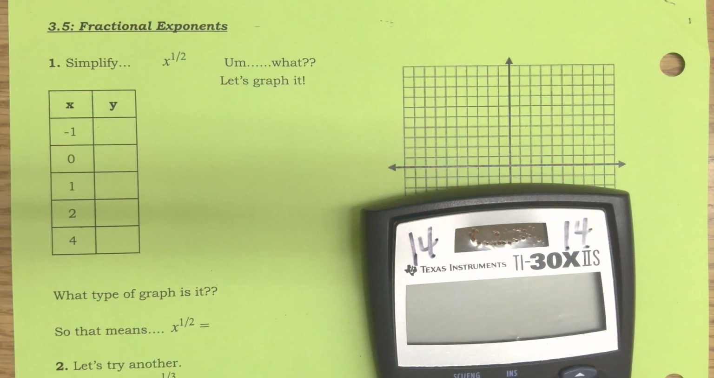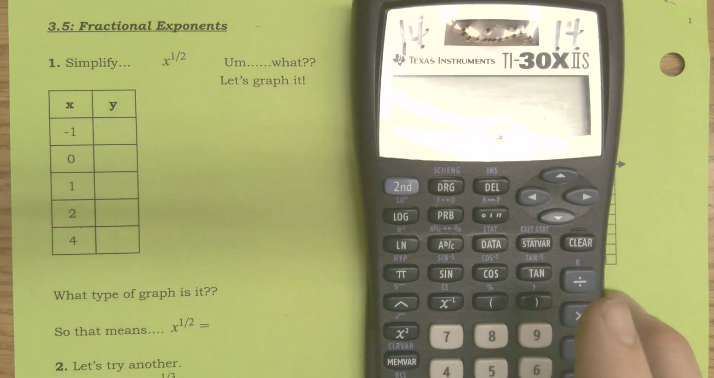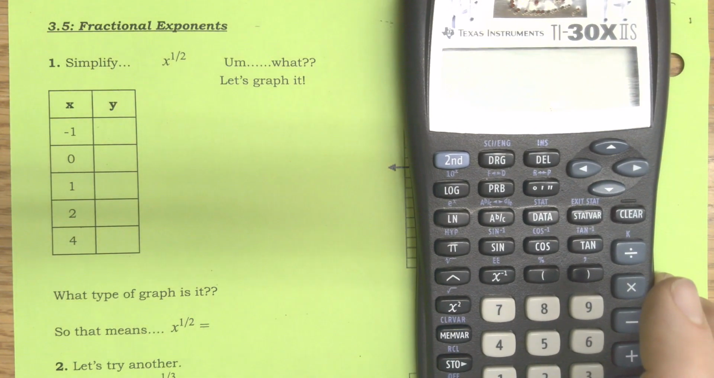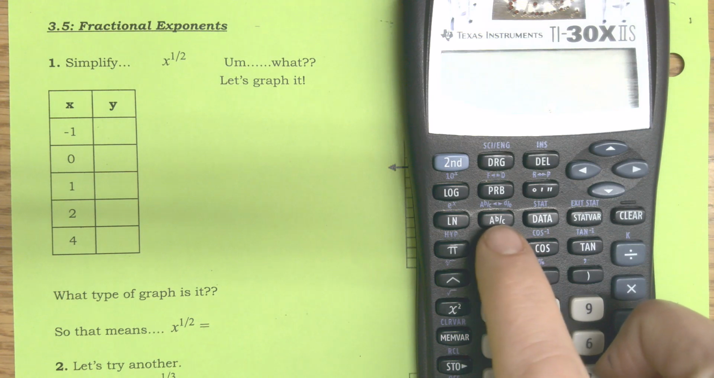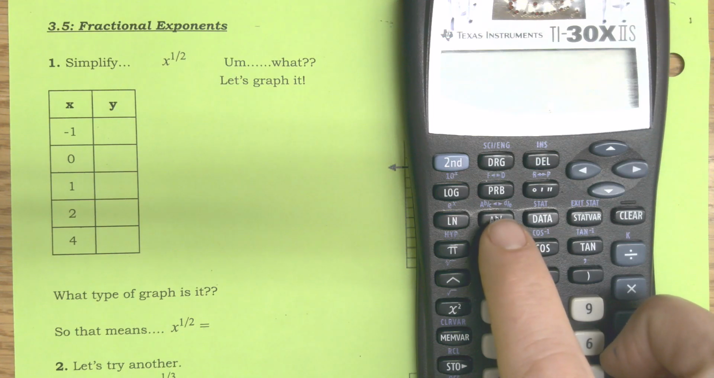First thing, you guys, I want you to do is take out your calculator and remember where your fraction key is. If you're using a calculator like me, my fraction key looks like ABC. Your fraction key might look a little different, but make sure you're comfortable with it. If you have a question, just let me know.